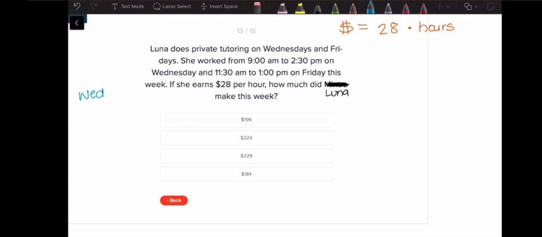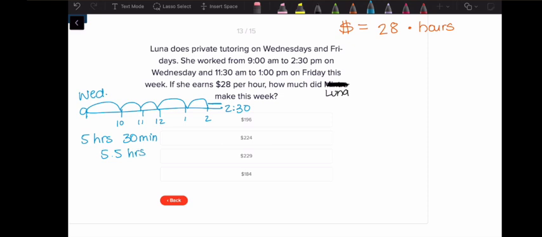So let's see how much did she work on Wednesday. So on Wednesday she worked from 9 a.m. to 2:30. So from 9 to 10 there's 1 hour, 11 there's 2 hours, 12 there's 3 hours. I'm going to need to extend my line a little bit. 1 and finally 2. So let's see. She worked 1, 2, 3, 4, 5 hours with an extra 30 minutes. So she worked 5 hours and 30 minutes, which is equivalent to 5.5 hours. That's on Wednesday.